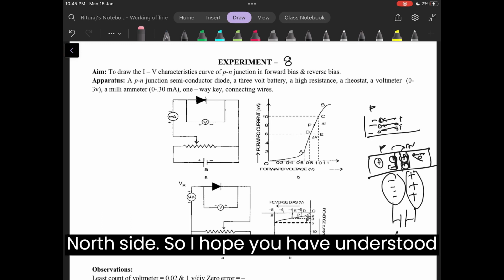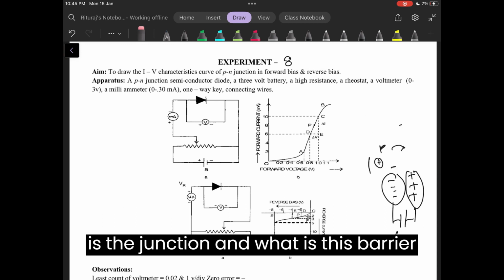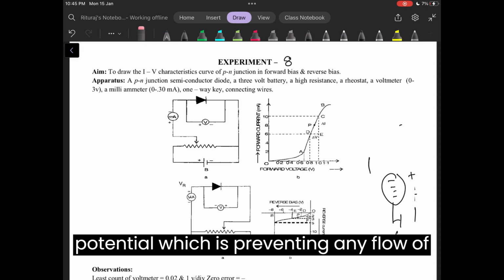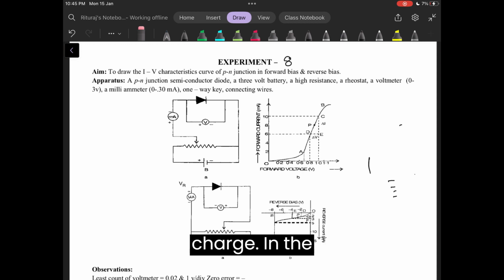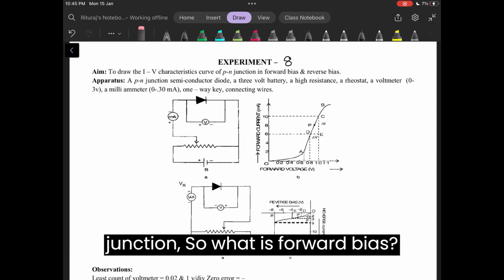So I hope you have understood what the background of p and n is, what the junction is, and what this barrier potential is, which is preventing any flow of charge in the junction. So what is forward bias?